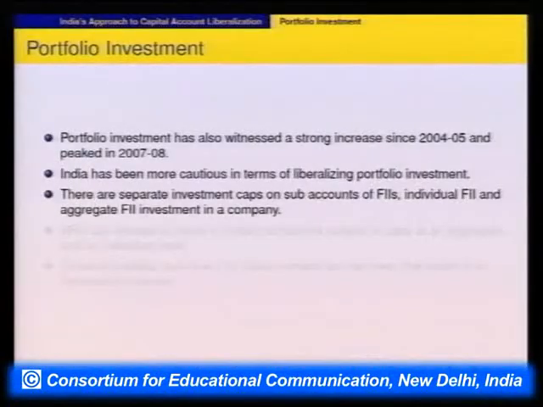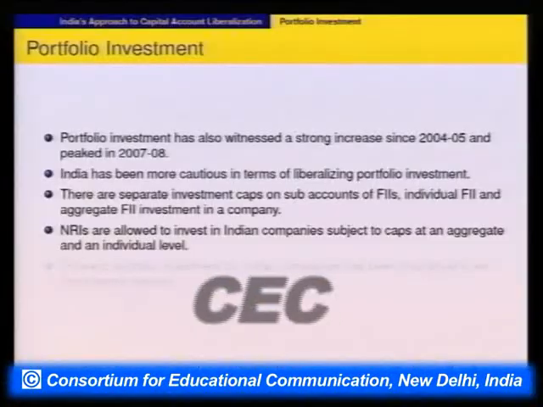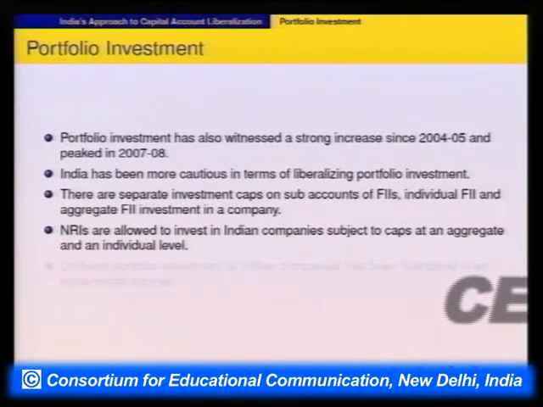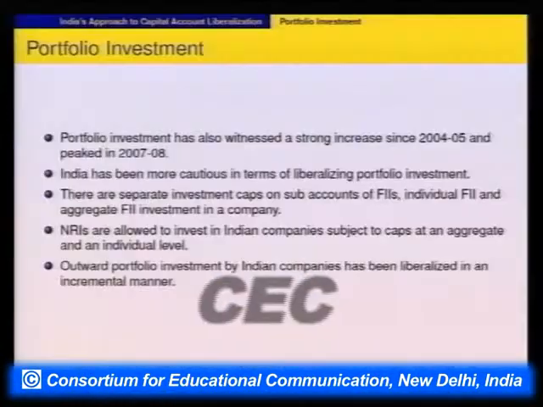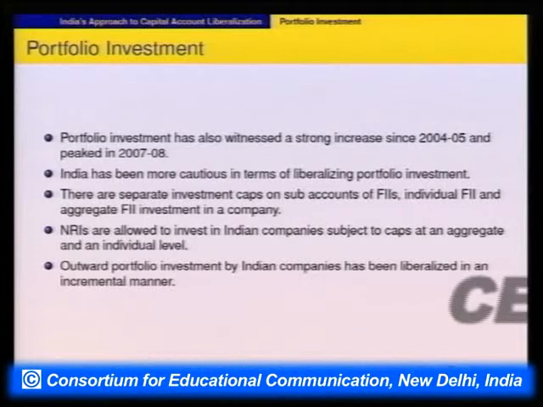So, for example, there are separate investment caps on sub-accounts of FIIs, individual FIIs, and aggregate FII investment in a company. Non-resident Indians are also allowed to invest in the stock market, or they can undertake portfolio investment, but again, they are also subject to several restrictions. Outward portfolio investment has also again been liberalized in recent years, but this has also happened in a very incremental manner. So, not in a very drastic manner.